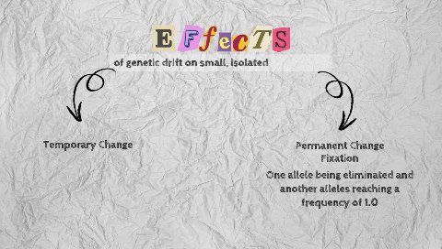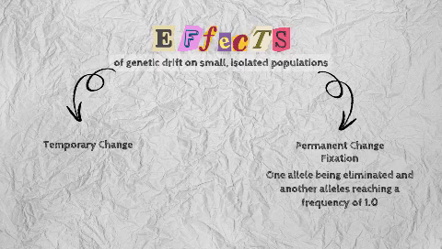This effect can be grouped into two types. The first is temporary changes, where allele frequency fluctuates over time, and the second is permanent changes, such as fixation of an allele, where an allele reaches a frequency of 1.0 while others are eliminated.